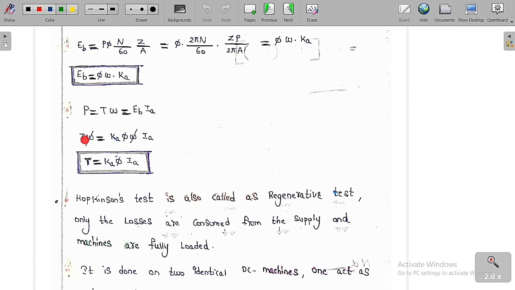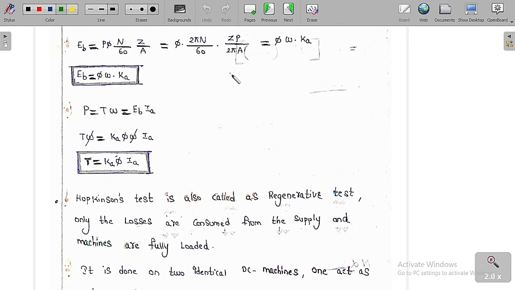So therefore T into omega equals Eb, which we have just seen is phi omega into K into Ia. So omega cancels, and we get T is equal to K into phi into Ia. This is a very important formula. K is the same value for both these formulas. K is equal to Zp by 2 pi, and it is a constant for a fixed machine.